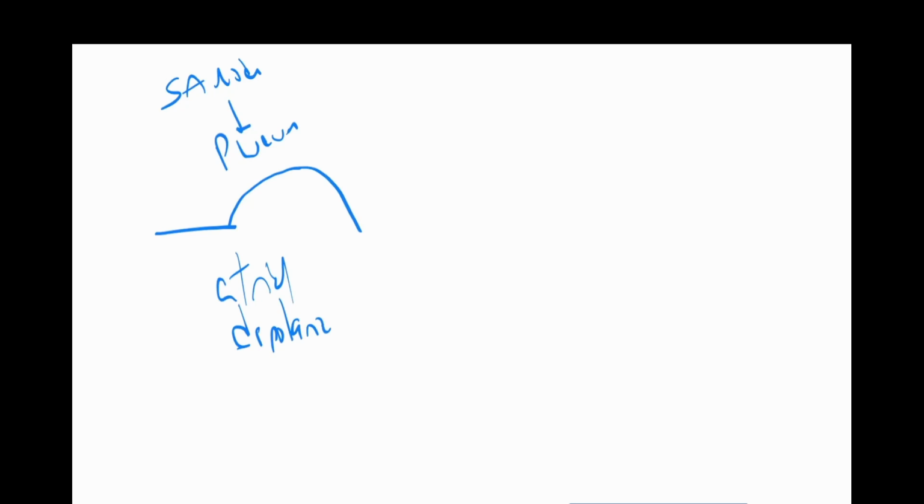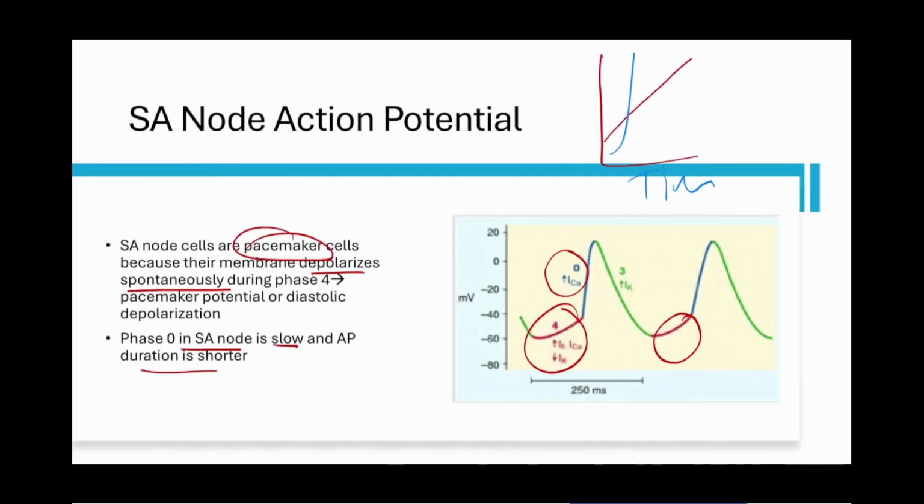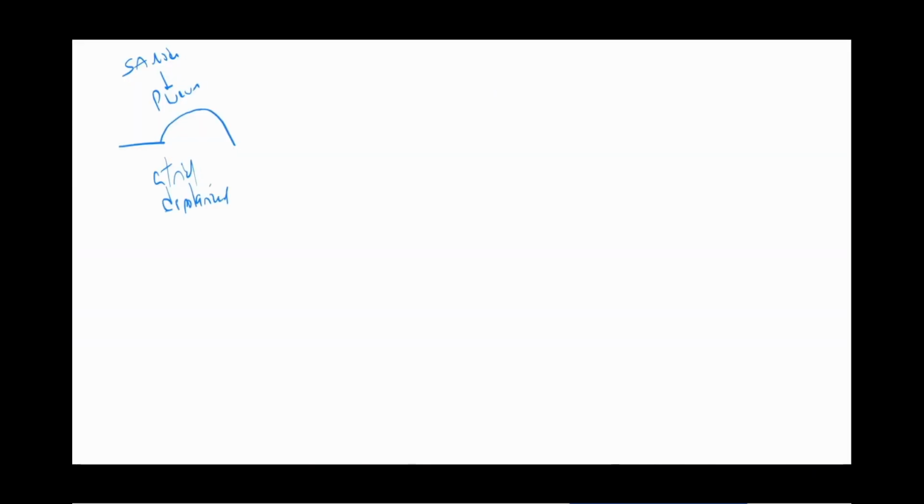Then this little bubble comes back down. We get a little bump. This is due to the SA node. This is called your P wave. And the P wave just means that the atria depolarized. It looks like this because this is what we are looking at. We are just looking at the SA node depolarization. That's it. And that gives us a P wave because the atria are depolarizing.